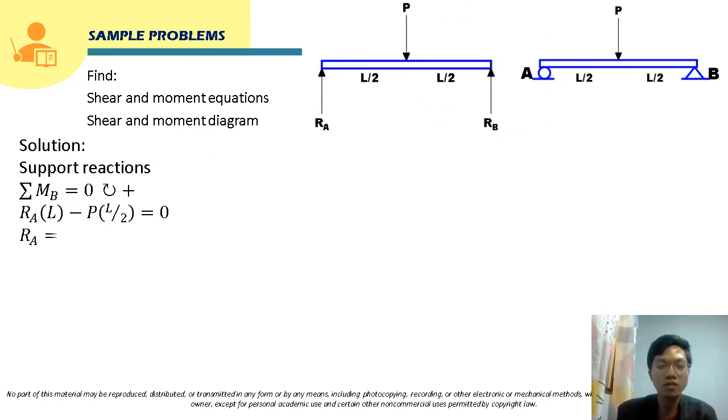So solving for R sub A, we can transpose this to the other side. So this will become positive PL over 2. And then dividing both sides by L to solve for R sub A, it will become P over 2.